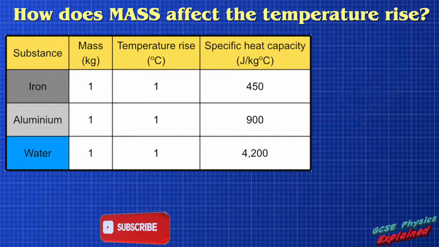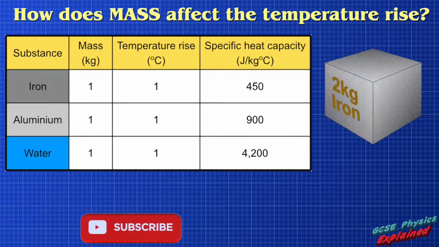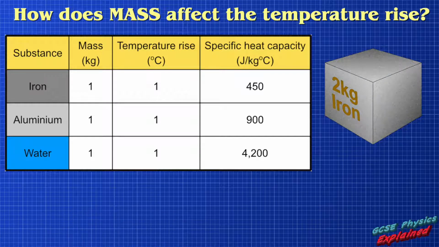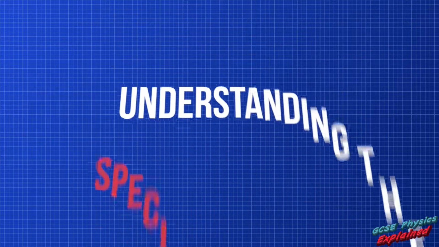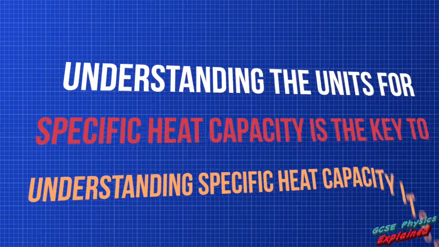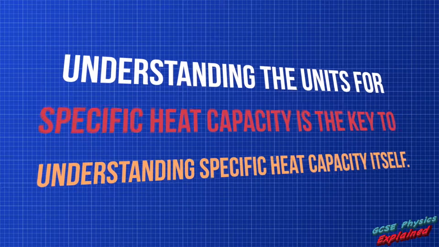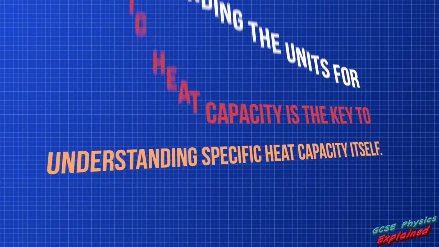Imagine we have a 2 kilogram block of iron. If we put 450 joules of energy into that, its temperature would only go up by half a degree because we've got twice as much mass to have to heat up. Understanding the units for specific heat capacity is the key to understanding specific heat capacity itself.